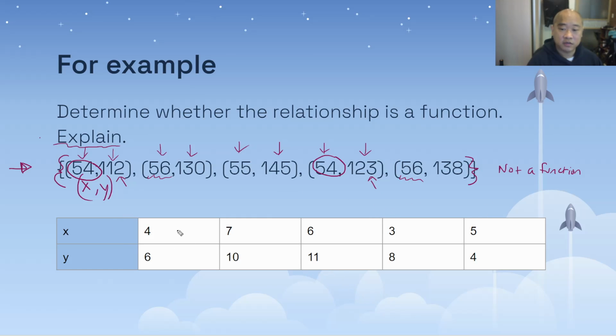So let's look here. We have 4 to 6, 7 to 10, 6 to 11, 3 to 8, 5 to 4. As far as we can tell, yes, this is a function, because every input value, x, has one output value, y.